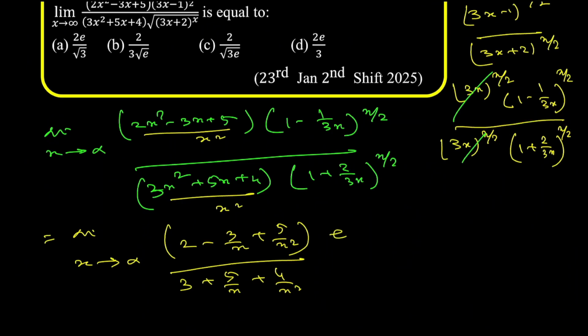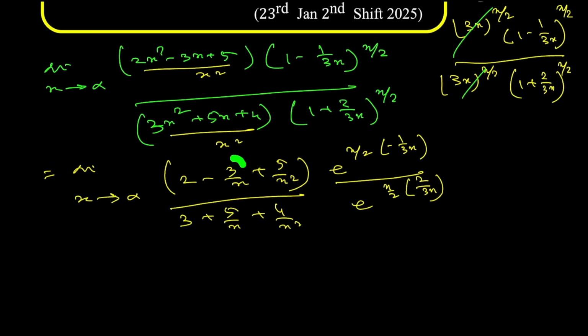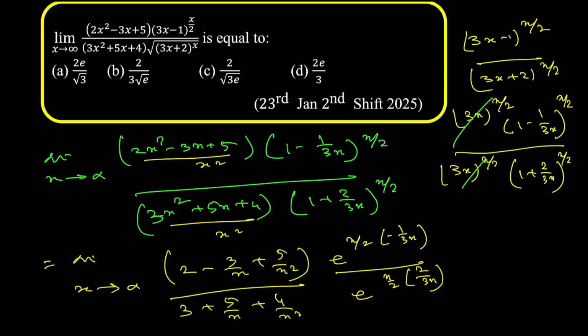So e to the power x by 2 into minus 1 by 3x. The denominator is e to the power x by 2 into 2 by 3x. So for the final answer, all this portion is coming to be 0. So here it is coming 2 by 3, and the power of e, if we calculate, we are getting 1 by root e. So what is the final answer here? We are seeing that the final answer is coming option B.